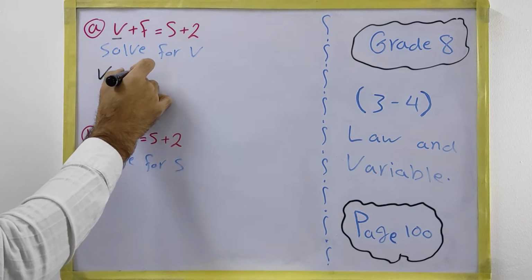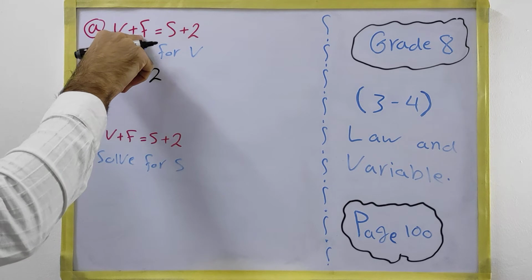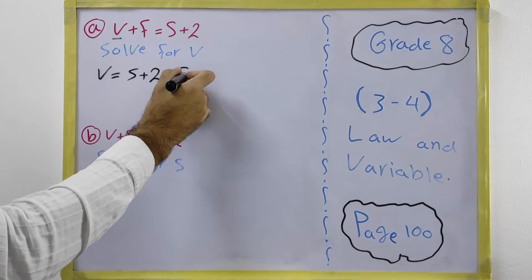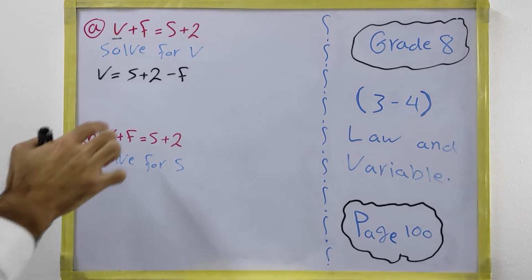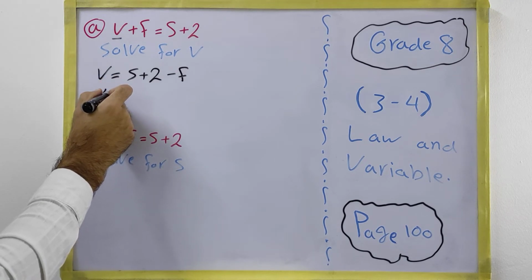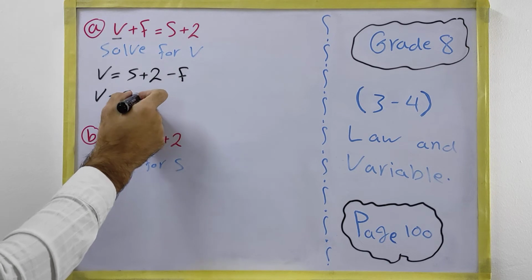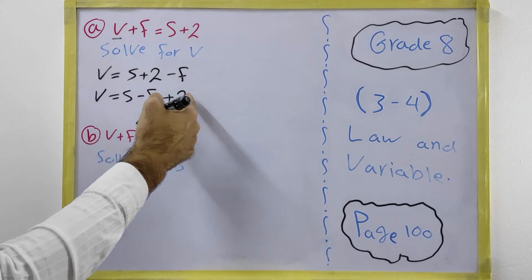V equals s plus 2. We just change the place of plus f to the other side, which would be minus f. We said whenever we change anything to the other side of the equation, the sign would be changed. Now if we arrange normally, we write the numbers at the end. It would be v equals s minus f plus 2.